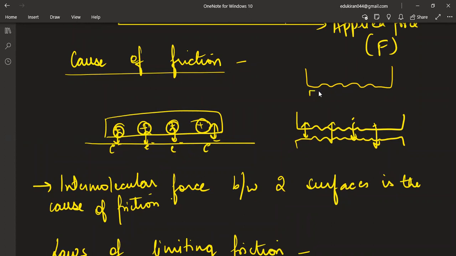And suppose this is a box that is kept on a table, so the table also will be having such irregularity. However smooth a surface you take, there are going to be certain irregularities at the microscopic level. So what happens is this interlocking between them when they are rubbed against each other. Suppose this body's motion is occurring in this direction, frictional force occurs in the opposite direction. This is the basic cause of friction.